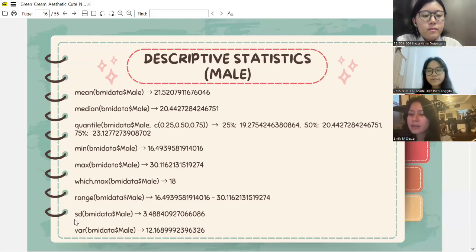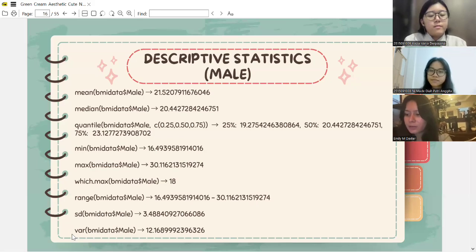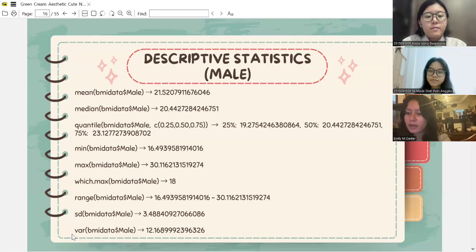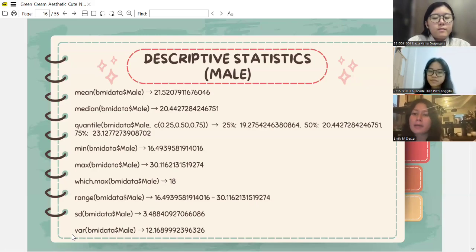Next is the standard deviation and the variance. These two functions measure how spread out the data is from the mean. The standard deviation for the male group is 3.49, meaning that most BMI values fall within roughly 3.5 points of the average. The variance command, which is the square of the standard deviation, is 12.17. A moderate standard deviation like this suggests that while most BMIs cluster around the average, there are a few higher or lower values that create some spread in the data.